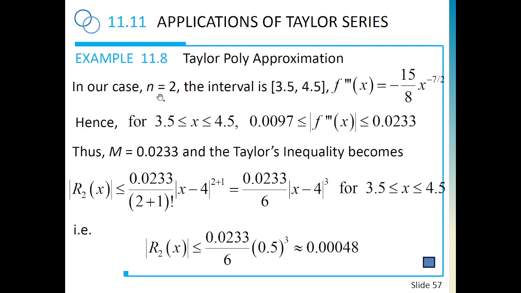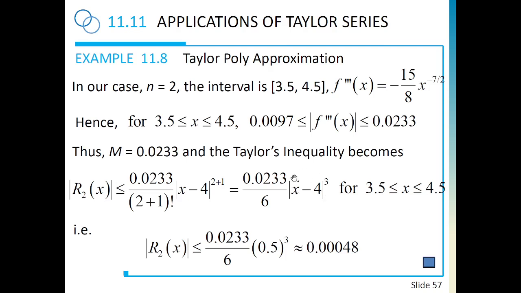So we have polynomial degree 2, the interval is here, the third derivative we already computed, and for x's between 3.5 and 4.5, the values of the third derivative in absolute value are between the lower bound 0.0097 and 0.0233. So the upper bound on the third derivative here is 0.0233. That's what we are going to use in Taylor's inequality. So Taylor's inequality here gives us a formula. Now this is good for x between 3.5 and 4.5.